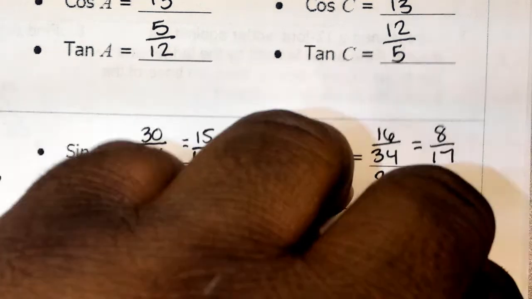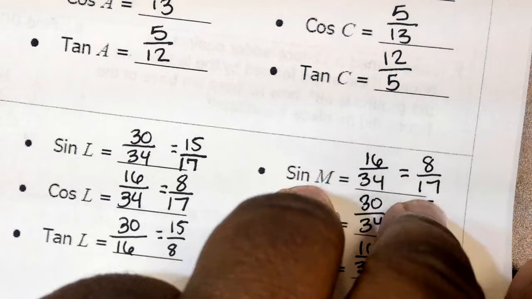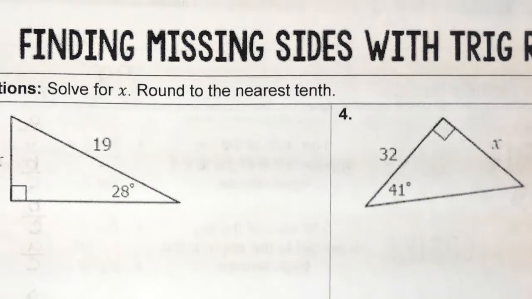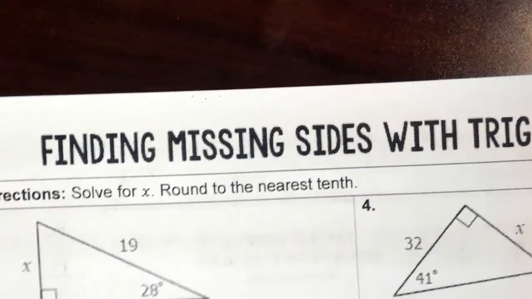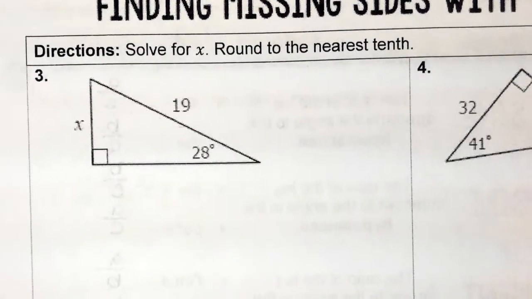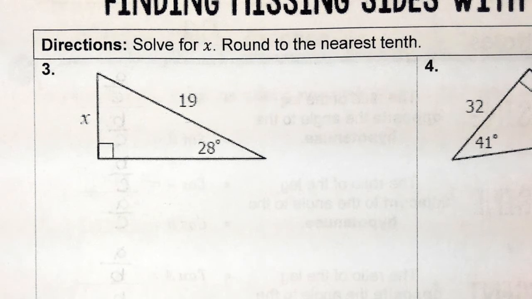So, we finally made our way to where I want to get to: us actually solving some trig functions. Let's do it. On the back, we're finding missing sides with trig ratios. All we're doing right now is finding missing sides. I'm showing you how to find missing angles tomorrow. Missing angles is really easy too. Missing sides is easy, but angles is way easier. So let's just focus on finding missing sides, the outside stuff.